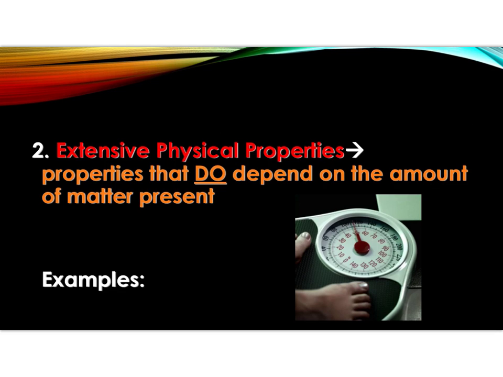The second type of physical properties are called extensive properties. Extensive properties do depend on the amount of matter present. So back to that sample of table salt. What properties are going to depend on the amount of salt that is present? Mass, volume, any measurement you would make.